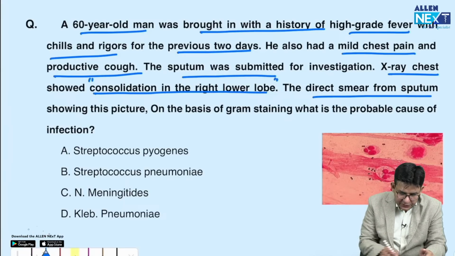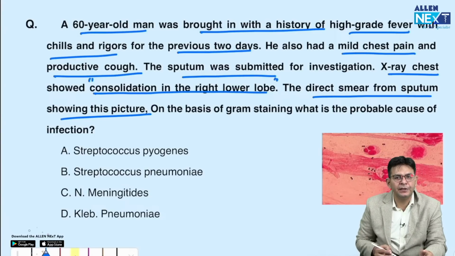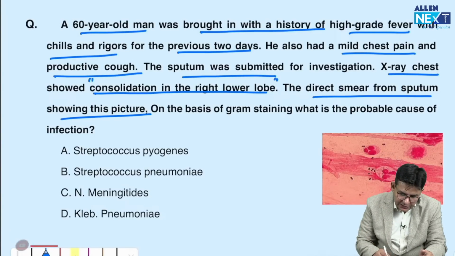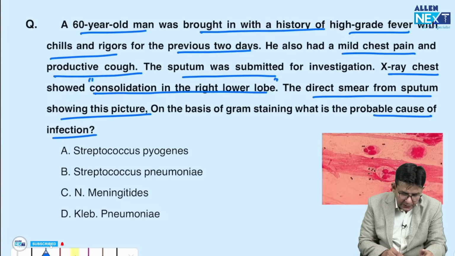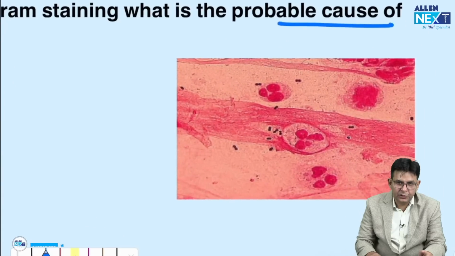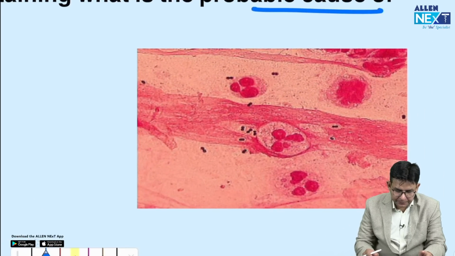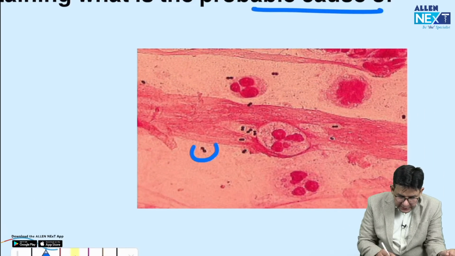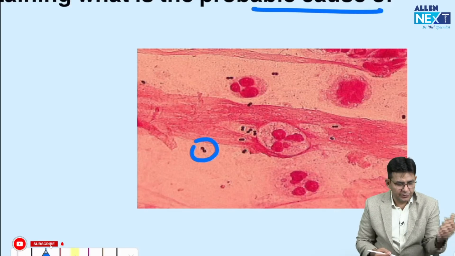The direct smear from the sputum showing this picture is given below. On the basis of gram staining, what is the probable cause of the infection? Let me zoom in: you can see in this picture certain things which are in pairs.